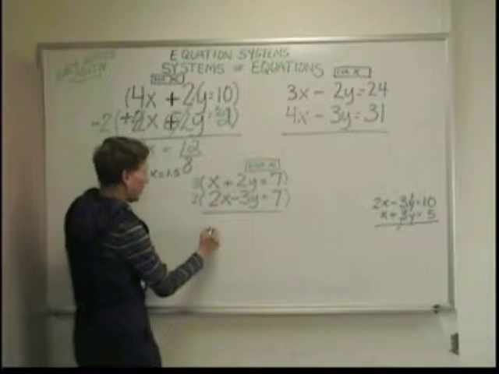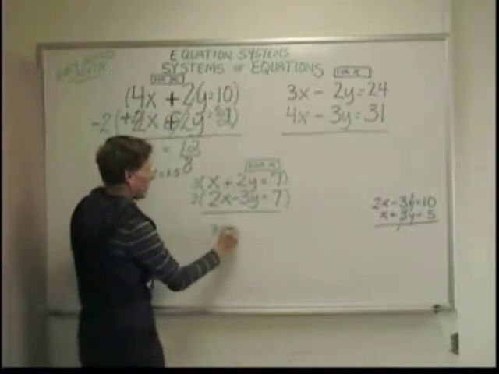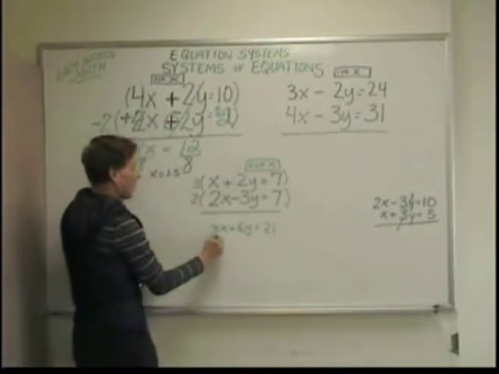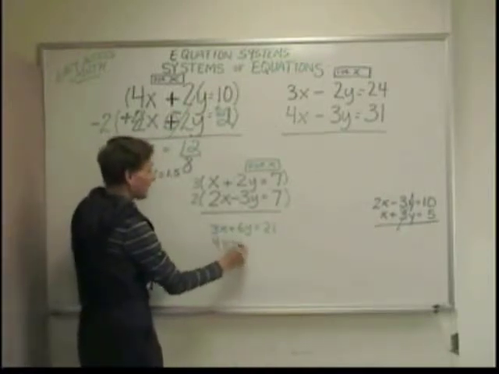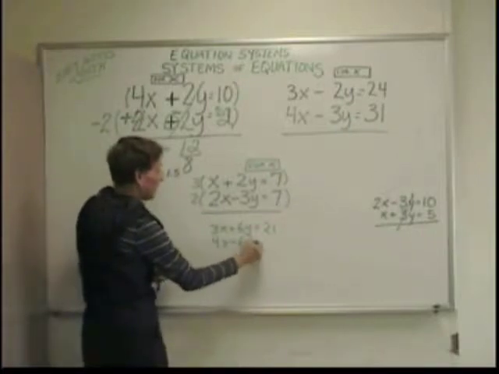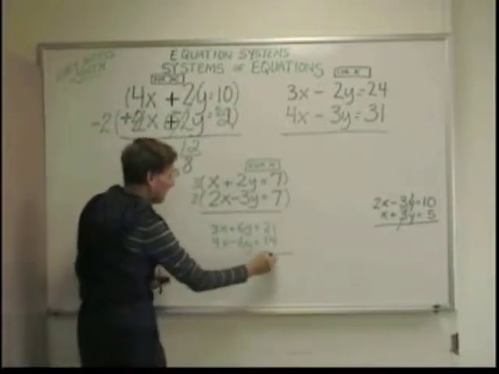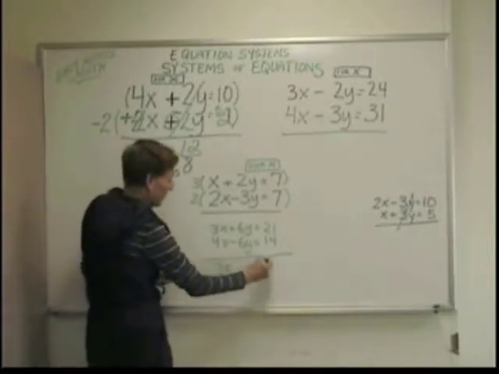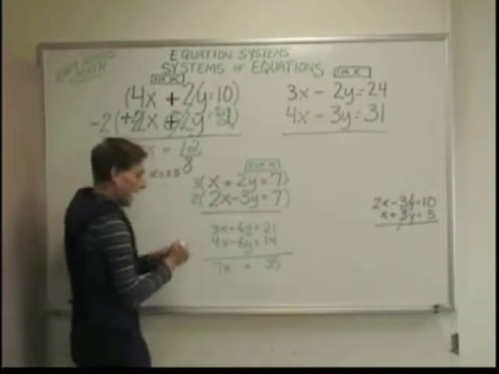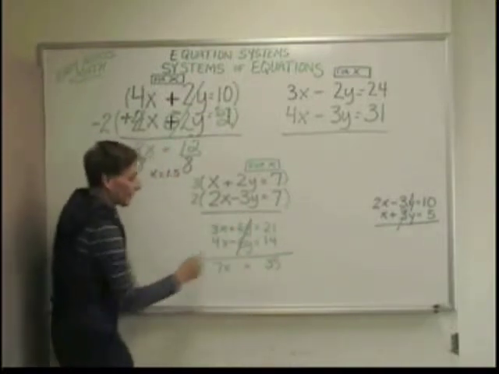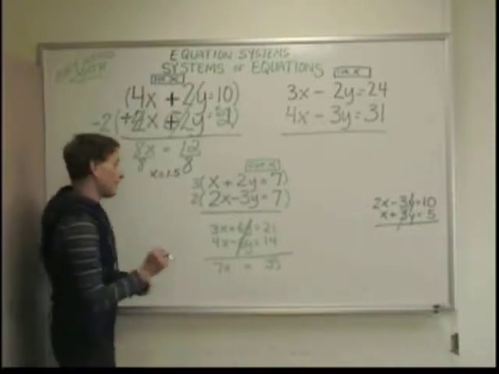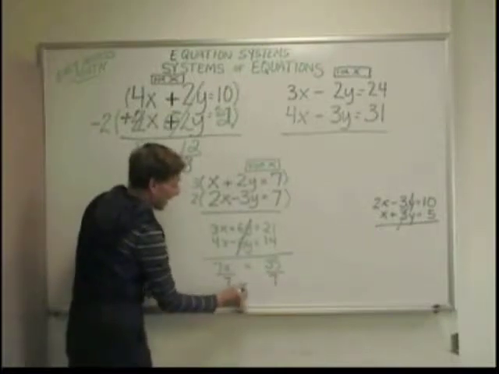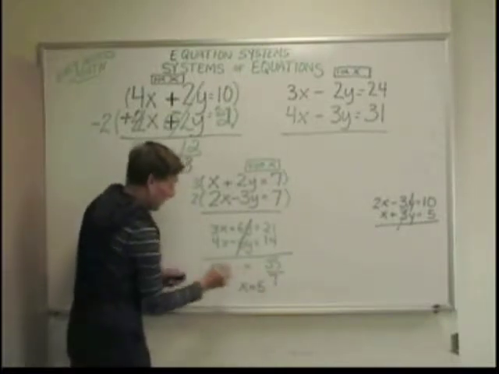And that would give me, I'll rewrite it here, 3x plus 6y equals 7 times 3 is 21. And here I'll have 4x minus 6y equals 7 times 2 is 14, and that gives me 7x equals 35. And you see how the y's cancel. The 6y cancels with the 6y. I now divide both sides by 7, and I get x equals 5.